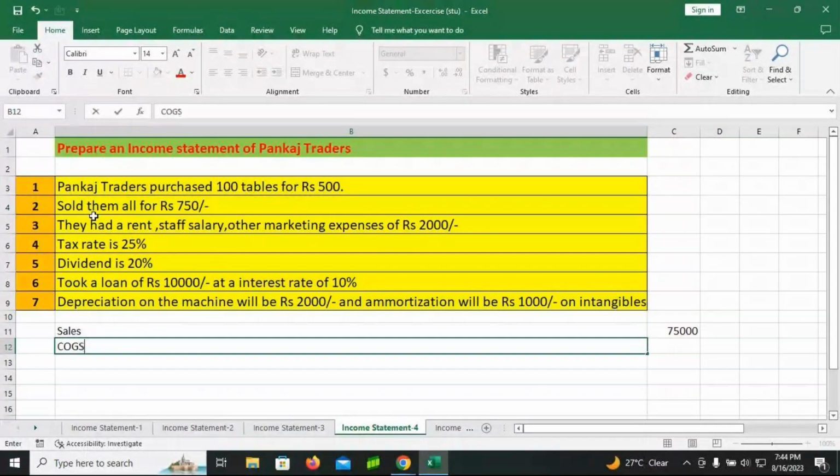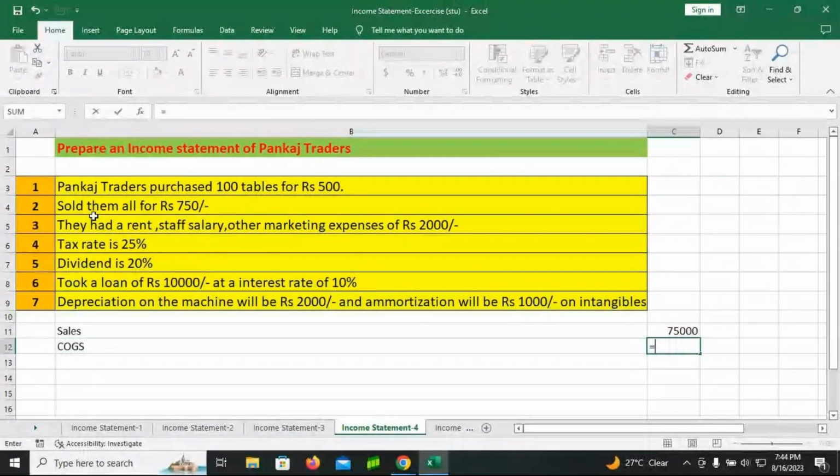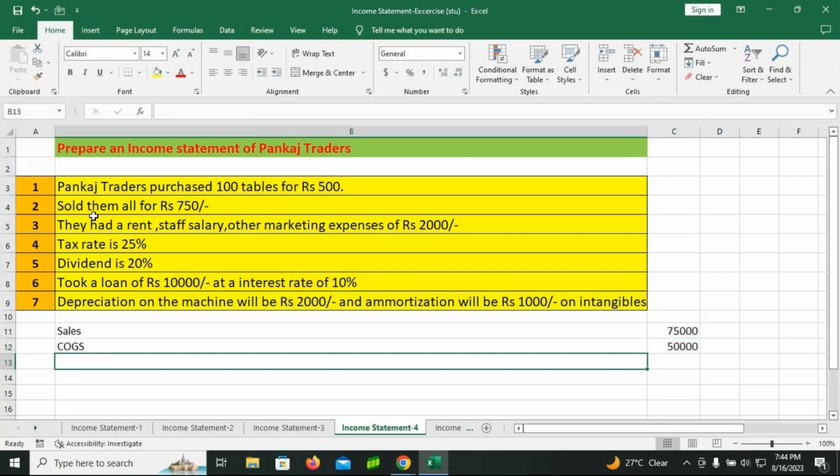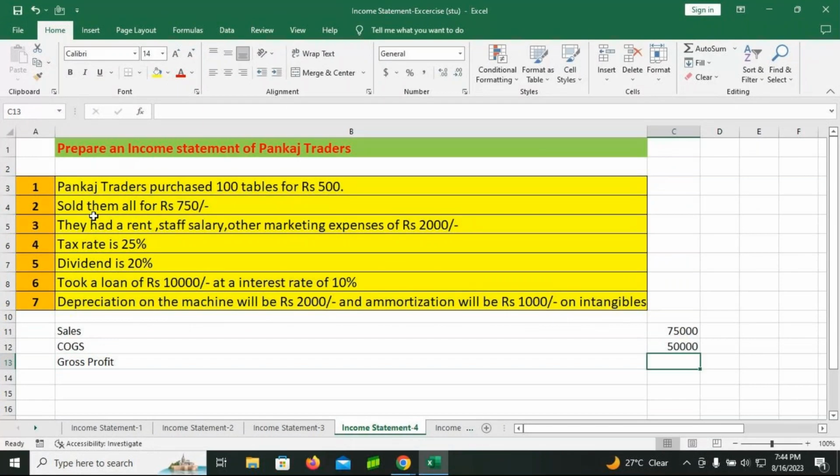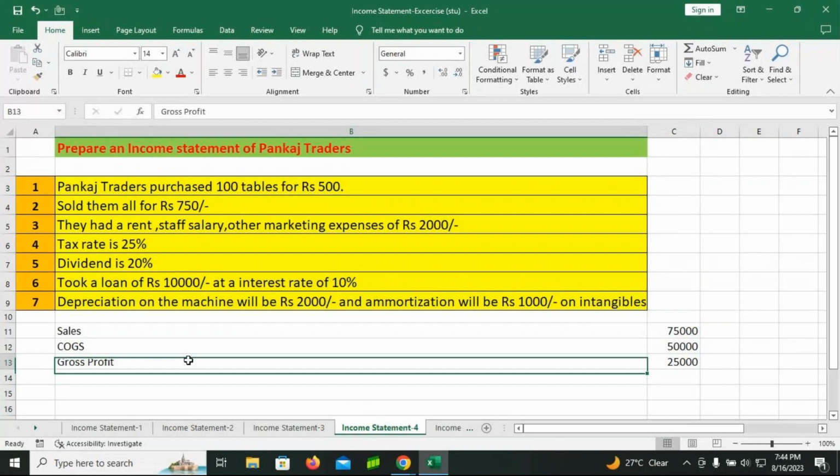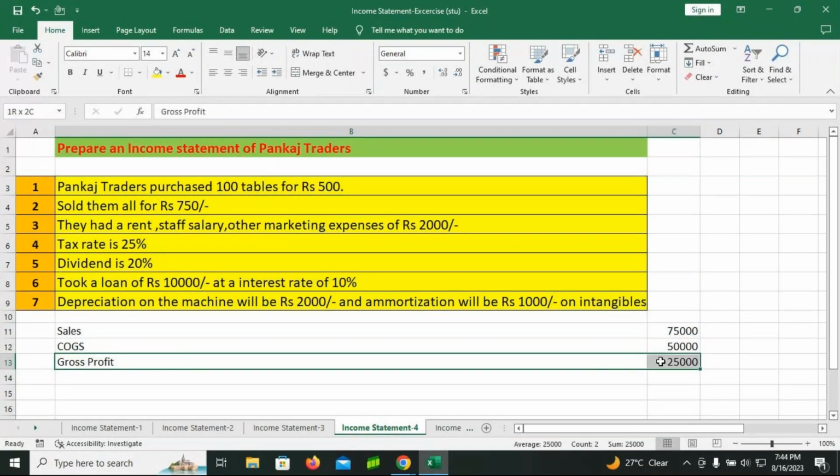COGS is the next step. COGS is equal to, I have bought those tables for 500 rupees, so 100 into 500, which is 50,000. Now I have to calculate the gross profit. So gross profit will be 75,000 minus 50,000. I'll just highlight this so that you will get to know.